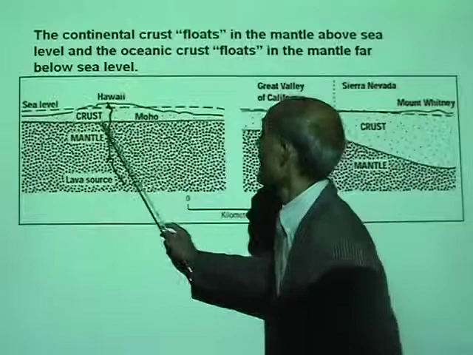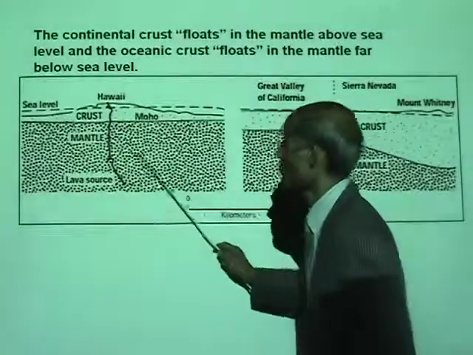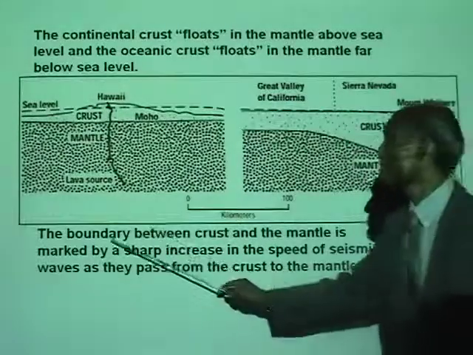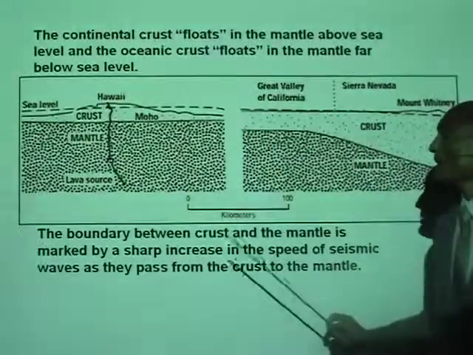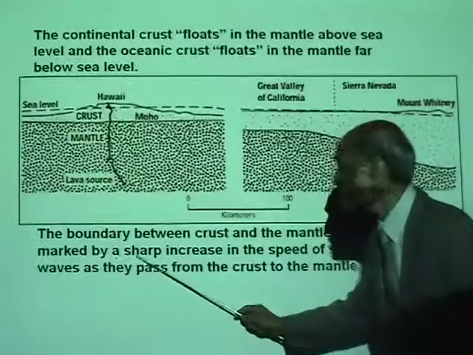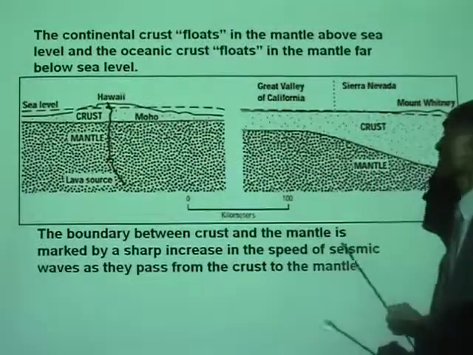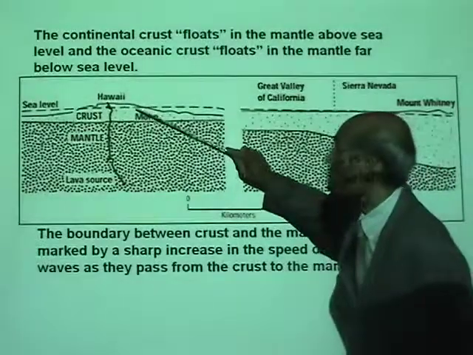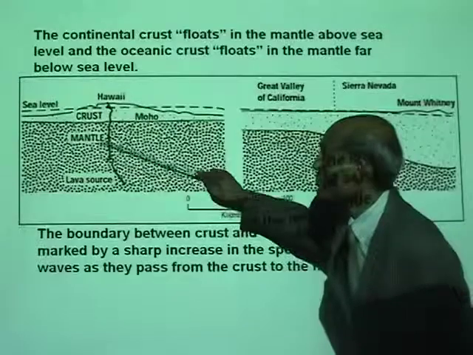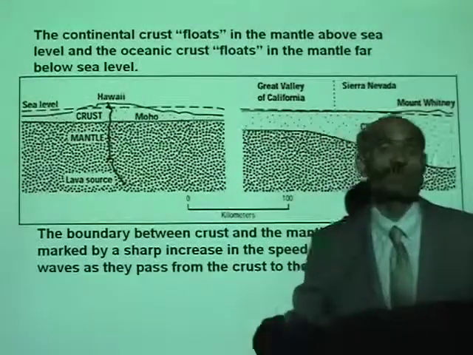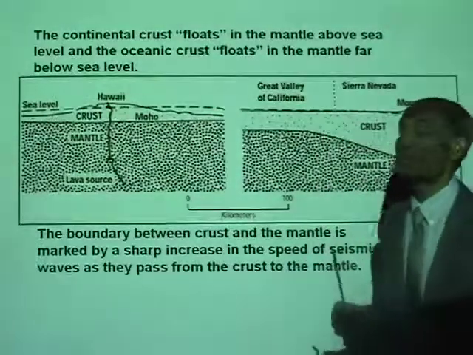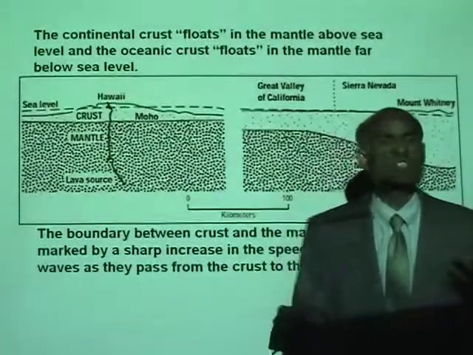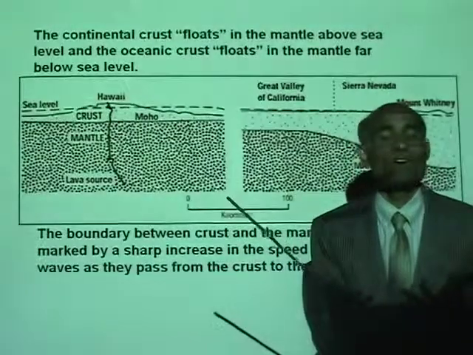Now here I have the crust and the mantle. Now what is the boundary between the two? The boundary between the crust and the mantle is marked by a sharp increase in the speed of seismic waves. So as the seismic waves move from the crust to the mantle, there is a considerable change in the seismic wave speed. That means there is a considerable change in the density and the makeup of the material.